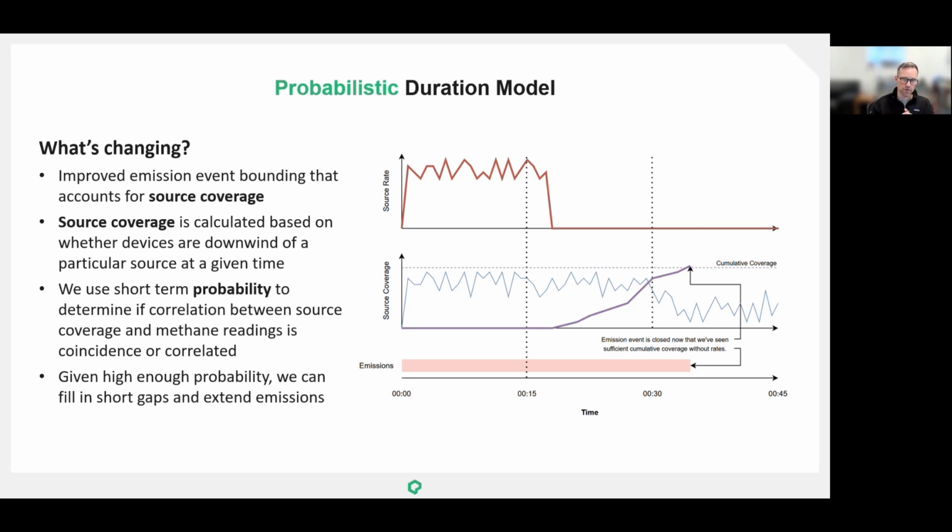So the PDM approach starts by calculating that source coverage. We can tell if a leak source is covered by the devices. And so if a sensor is downwind of a source at any given moment in time, that is good coverage. And then once we know that coverage, whether it's covered or not, we can examine periods when methane readings drop, and then we can evaluate, did those dips coincide with periods of reduced coverage?